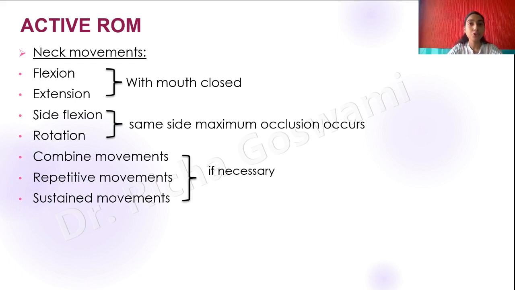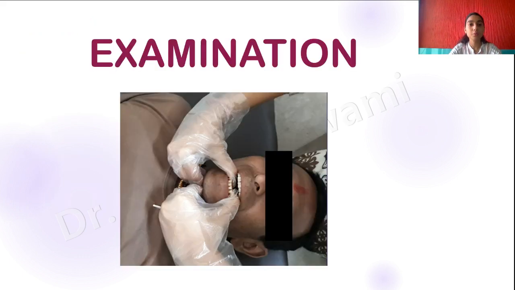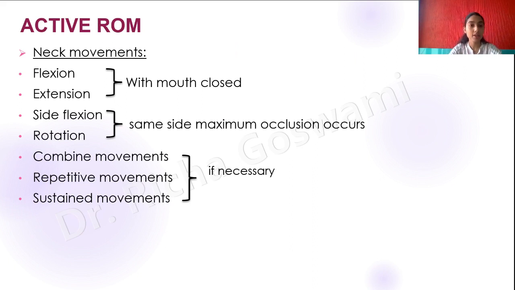First of all, the active range of movement of the neck should be examined or measured. In a patient who has TM joint dysfunction, importantly we have to check whether the patient is doing a full neck active range of motion, flexion and extension, with the mouth closed or not, or whether the patient allows mouth opening during flexion or extension. So it is important.